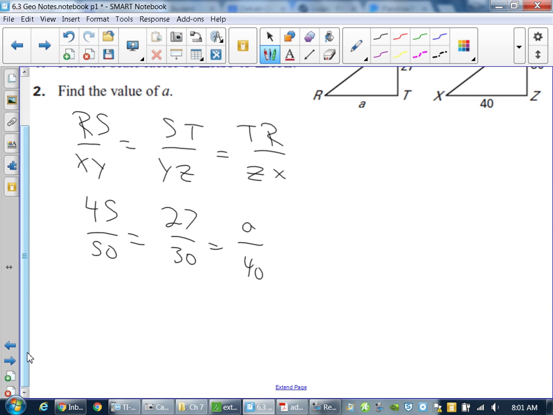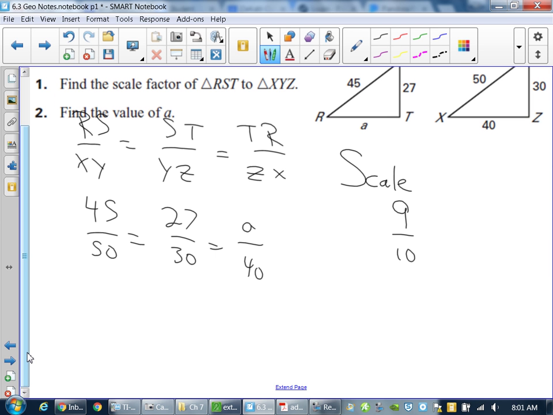That's how I start. Now to get the scale factor, all I do is just simplify one of them. 9/10, I believe. So the scale factor is 9 to 10. Now the question here asked us to go from the triangle RST to XYZ. It went from left to right. What happens if I asked you guys what's the scale factor from XYZ to RST? What would your fraction be? Flip. Yeah, you just flip it.